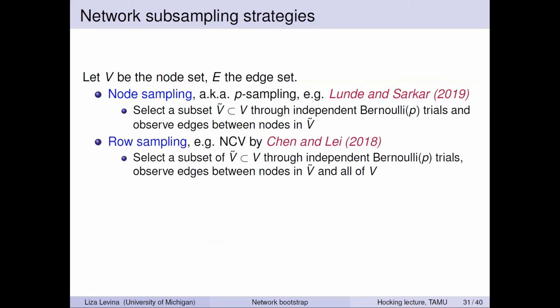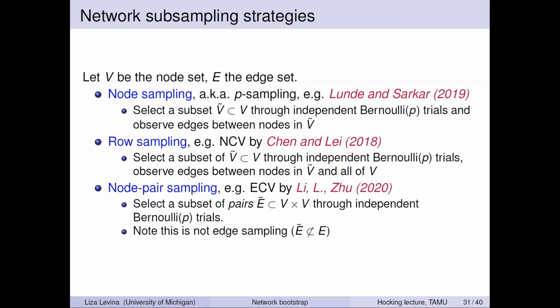Another version of that is row sampling. This was used, for example, in this network cross-validation paper by Chen and Lei, where you again select a set of nodes, but instead of looking at the induced subgraph, you say, I observe all the edges from those nodes to the whole network, not just to each other. That's row sampling, and you can think of that as sampling rows of the adjacency matrix. And finally, you can do node pair sampling, which is something we have used for edge cross-validation also in networks, which is you select a subset of pairs.